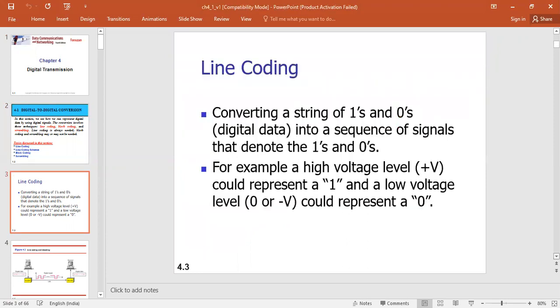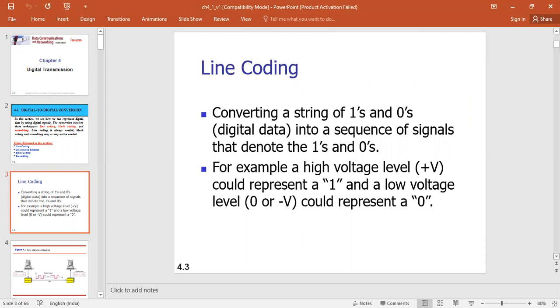Line coding is the process of converting digital data to digital signal. It converts a string of zeros and ones to a sequence of signals. For example, high voltage can represent one, and low voltage can represent zero, or it could be the other way around.